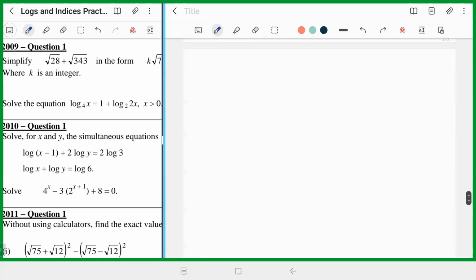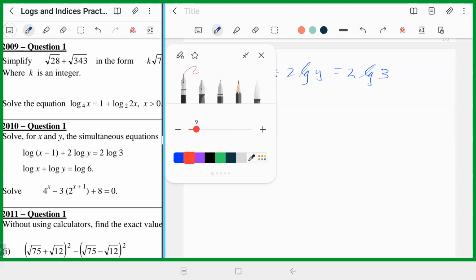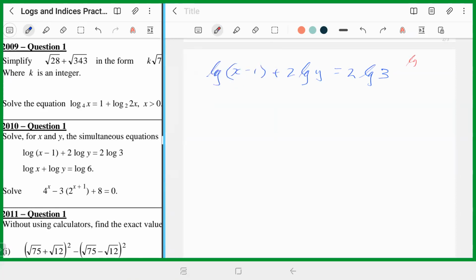Alright, so they give us these two equations. I'm going to look at the first one and simplify it first. Log of x minus 1 plus 2 times the log of y equals 2 times the log of 3. But this one, since I have log on this side and log on this side, I'm going to use the approach where I bring it down to log of a number equals log of another number, which means that the two numbers are equal. This is the approach that I'm using.